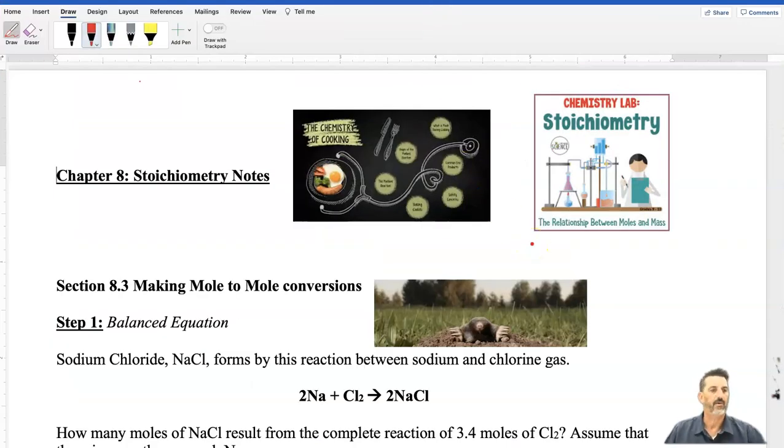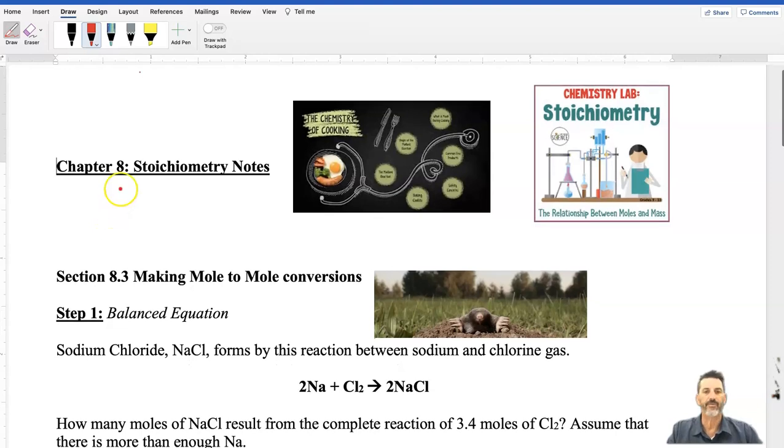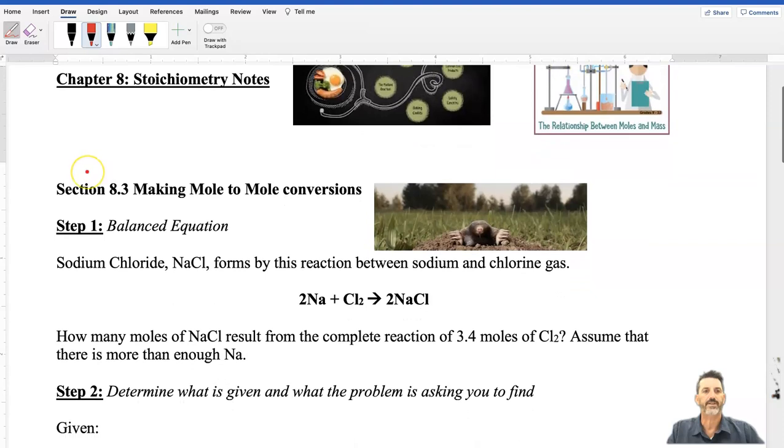All right. Well, we are going to be talking about stoichiometry and more specifically how to calculate the mole-mole and the mass-mass conversions. So I'm going to run through this with you guys. So we're going to start with section 8.3.